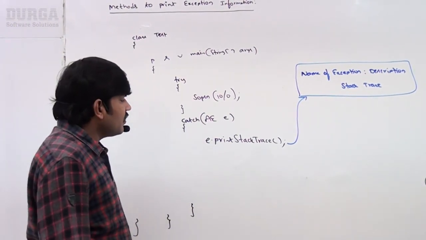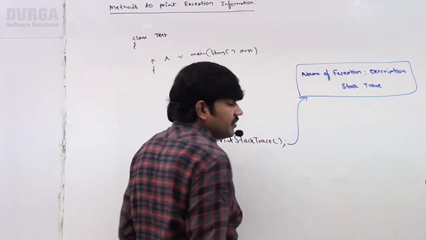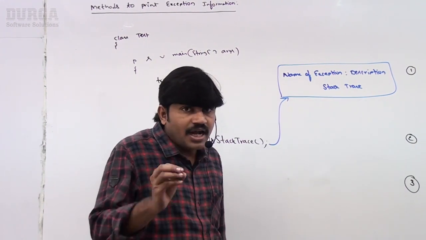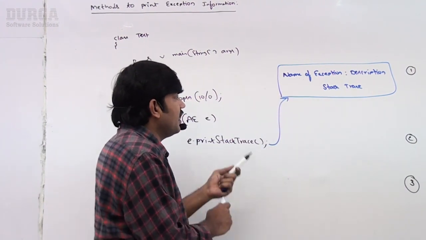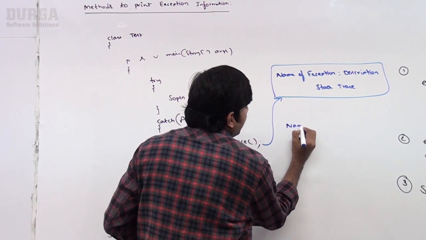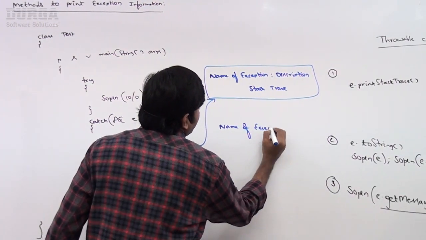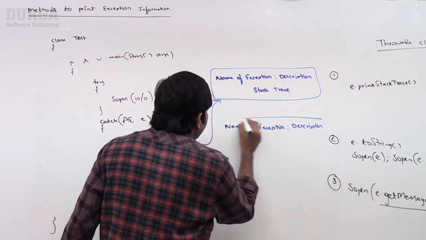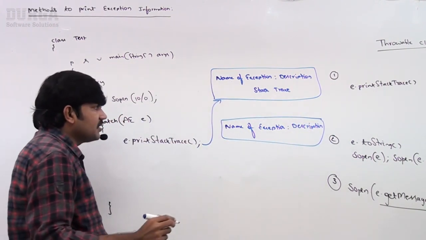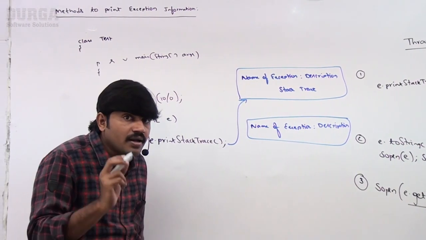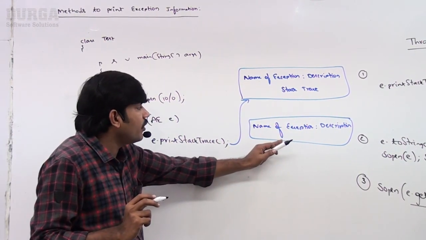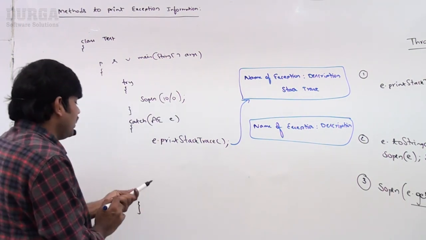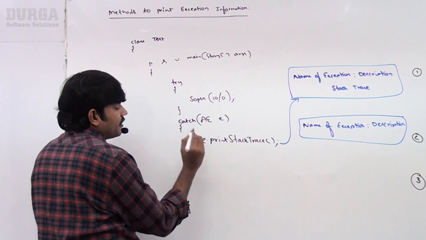Now, I don't want complete information. I want only the name of the exception and the description. If you want only name and description, then it is better to go for the toString method. Are you getting which method we require? The toString method. Let me comment this line.